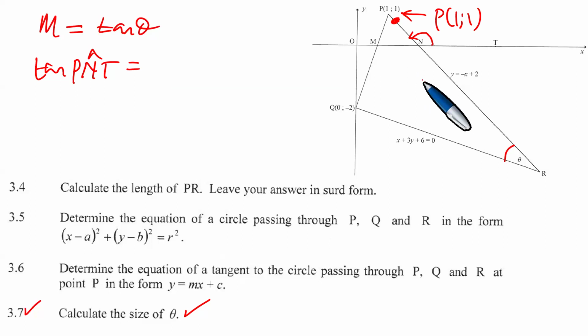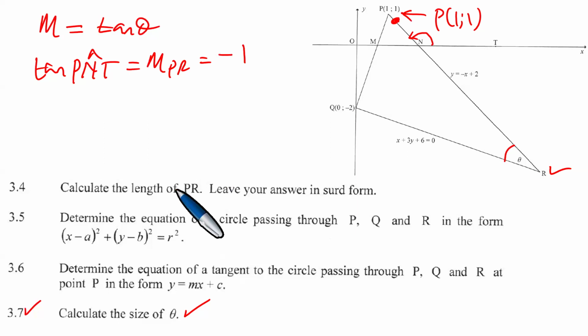By P and T, we want to find this angle. What is this? P and T is the gradient of PR. So the tangent of P and T, because this is one line, will be the same as the gradient of the line P to R. And the gradient is -1.